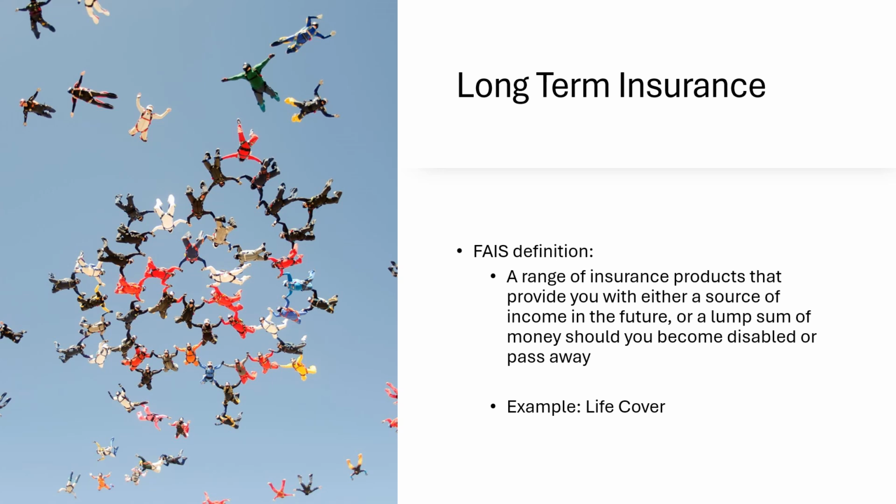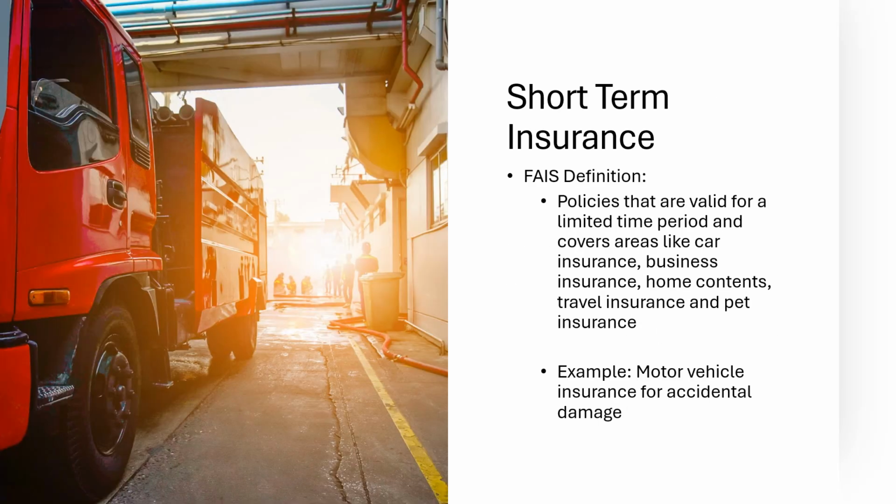Long-term insurance. Very ironic that this is normally an insurance product that pays out when you die, and we have skydivers on here. Probably a bit inappropriate, but you'll remember this one. It says the FAIS definition is it's a range of insurance products that provide you with either a source of income in the future or a lump sum of money should you become disabled or pass away. Examples: life cover, credit life cover, or disability cover, things like that.